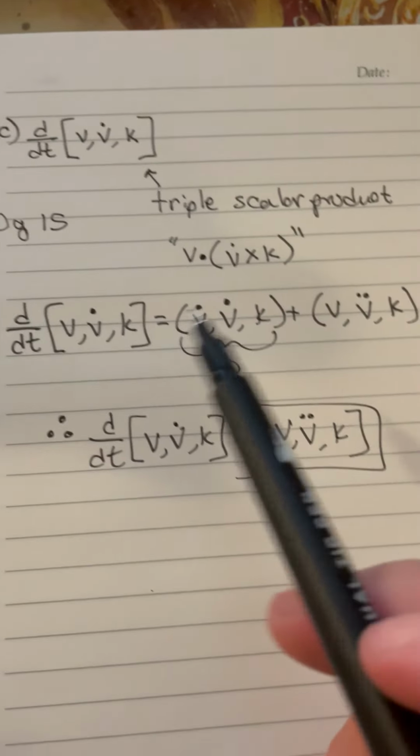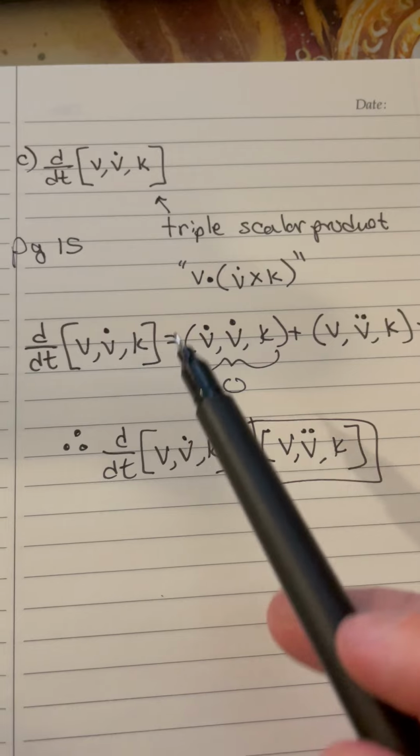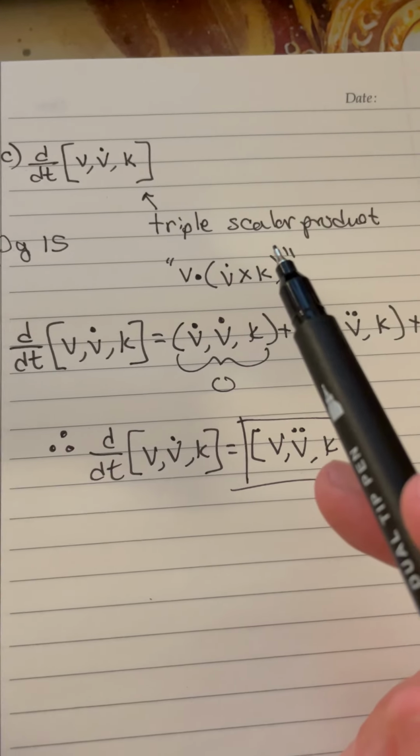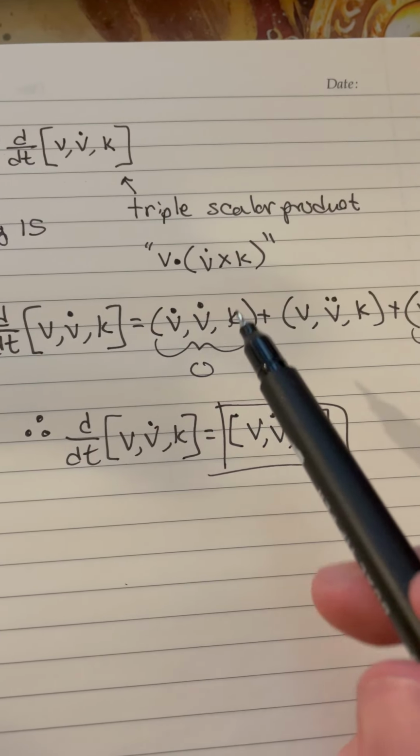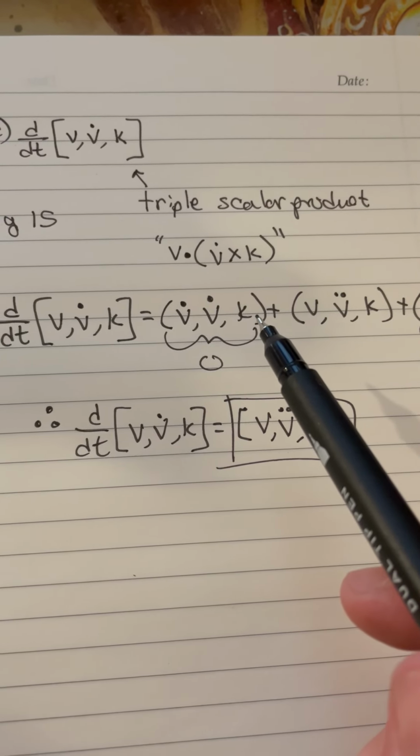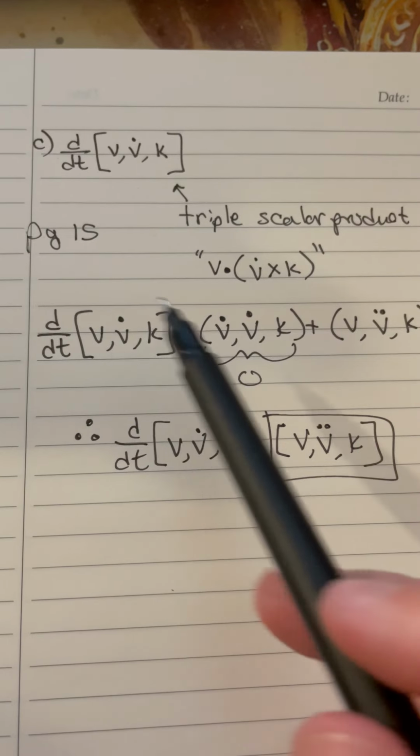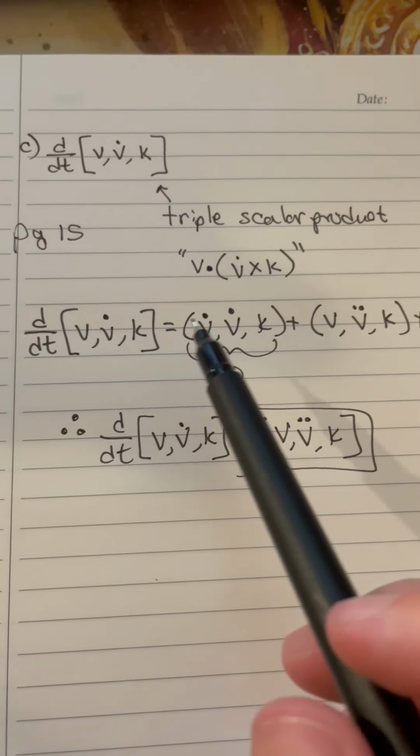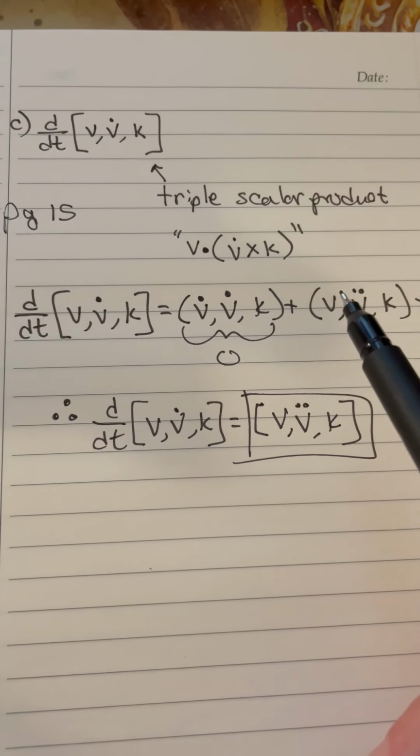And they said a very specific rule is this is 0 if one of 2 things occurs. If there's a 0 in one of these, or if 2 of these vectors are the same. Okay, so this triple scalar product will be 0 if 2 of the 3 vectors are the same, or if one of them is 0.